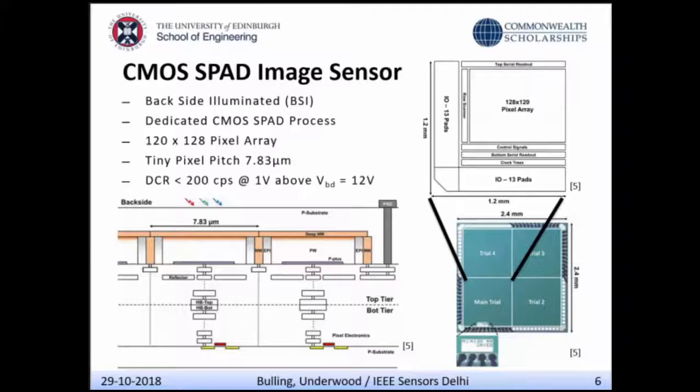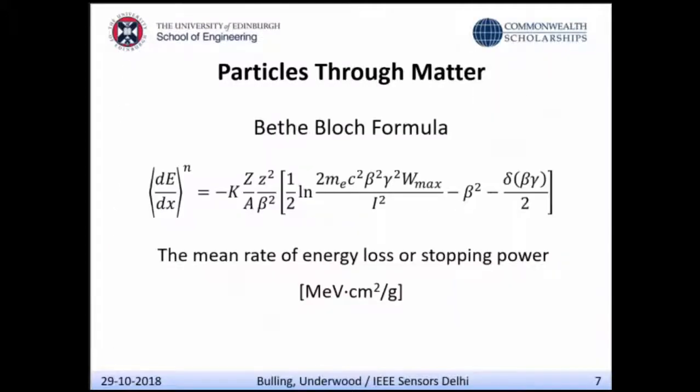Before we go on to showing the results, we need to understand what happens with accelerated particles as they pass through matter. I'm sure all of you know this formula, the Bethe-Bloch formula. It describes the mean rate of energy loss, or stopping power.